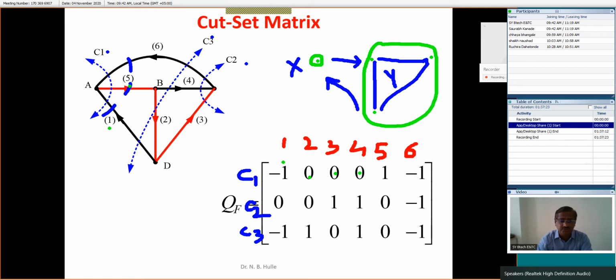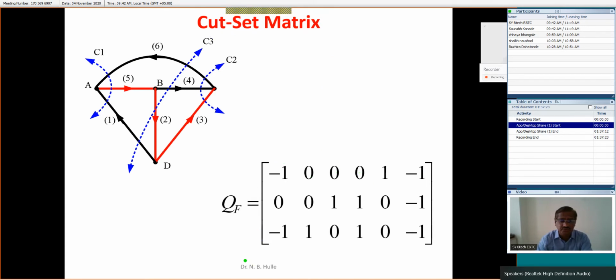How is branch number 5? Branch number 5 itself is a tree branch. That's why its entry should be +1. Branch number 6. Now look at how its direction is. Its direction is from part Y towards part X. But the original tree branch direction is from X to Y. That's why that entry is again -1. Is it right?